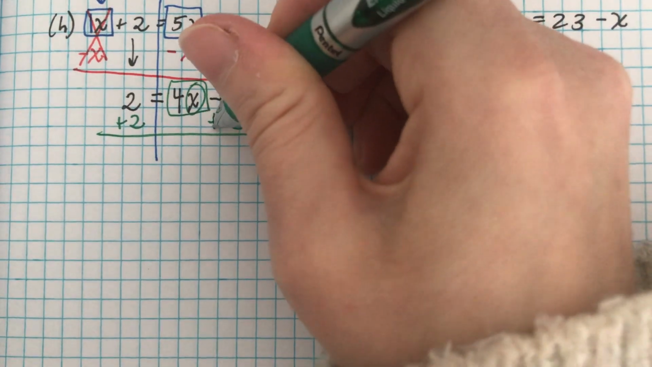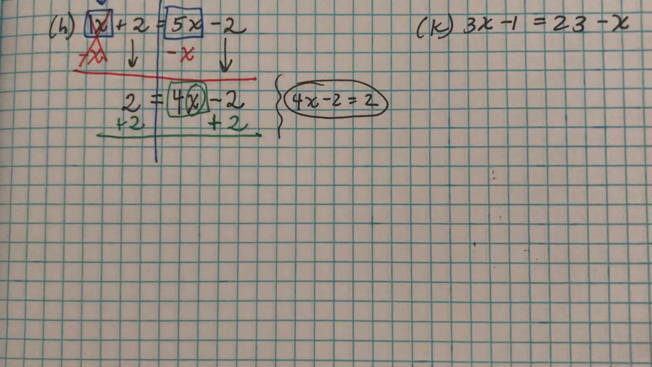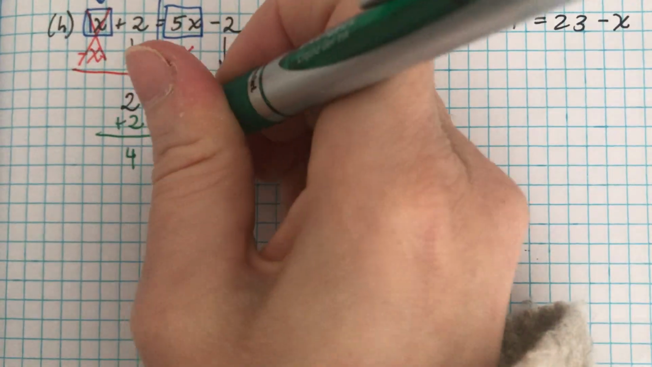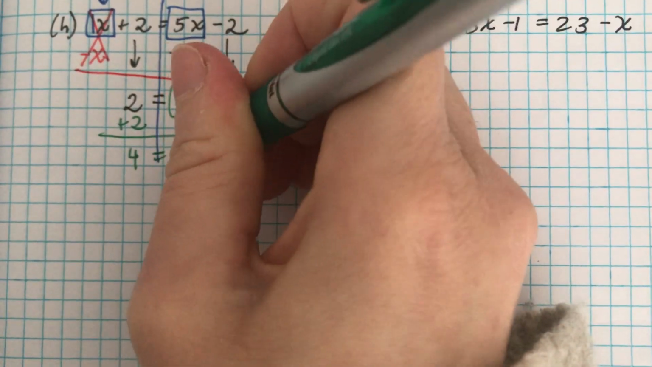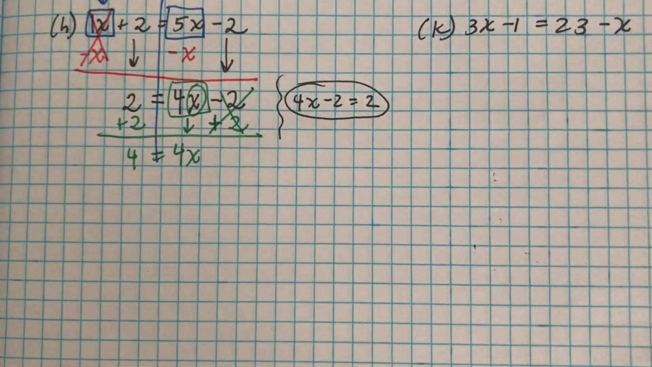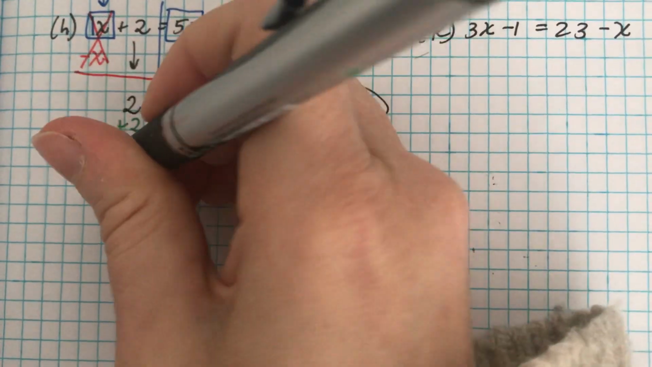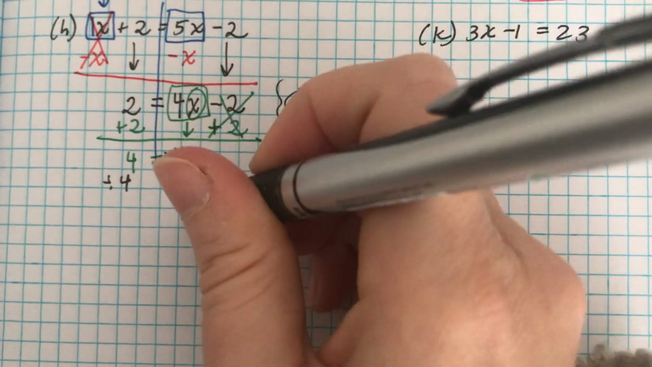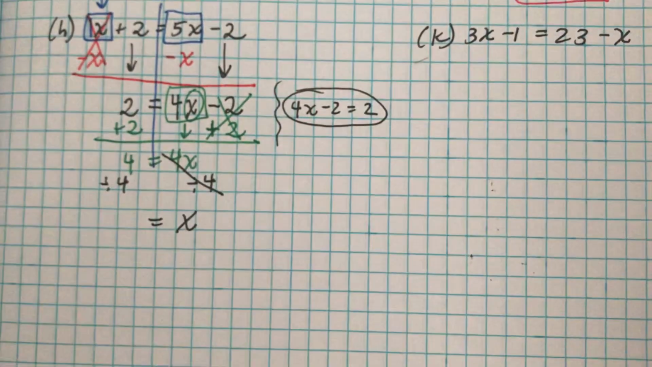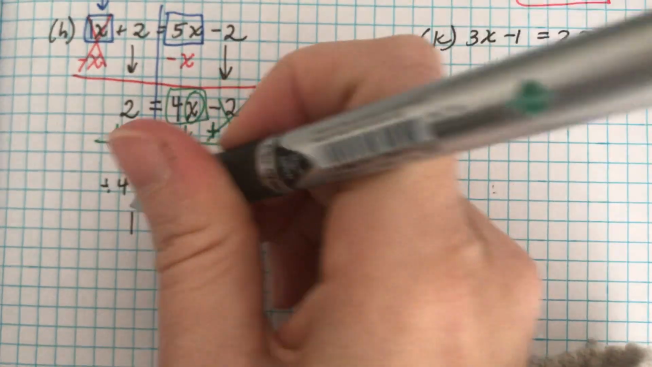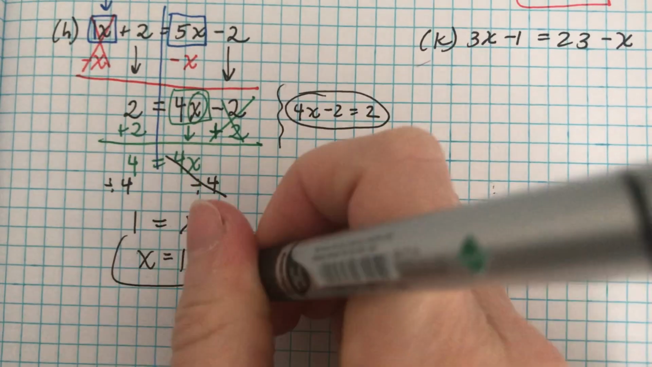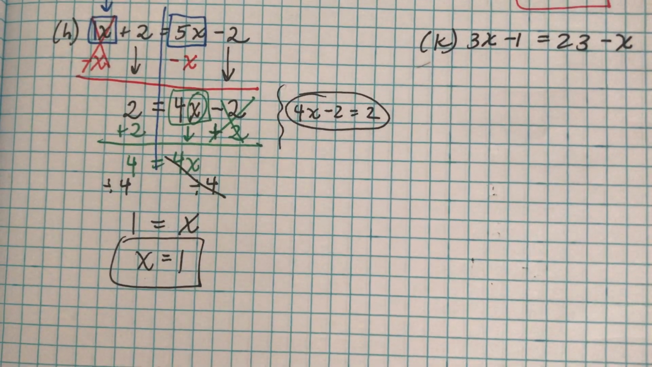I get rid of it by adding 2 to both sides of the equation. So 2 plus 2 is 4. And then I bring down this 4x. This has now gone away. So I have 4 equals 4x. To find my answer, I need to divide both sides of my equation by 4. These x's cancel out. I'm left with x on the right-hand side. And then 4 divided by 4 is 1. So if you want to swap it around, our solution would be x equals 1.